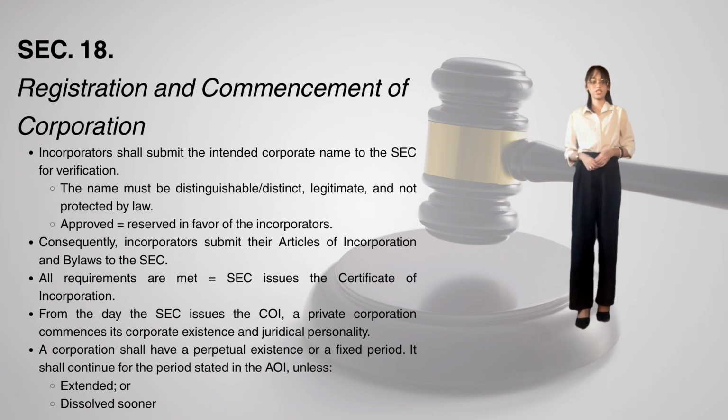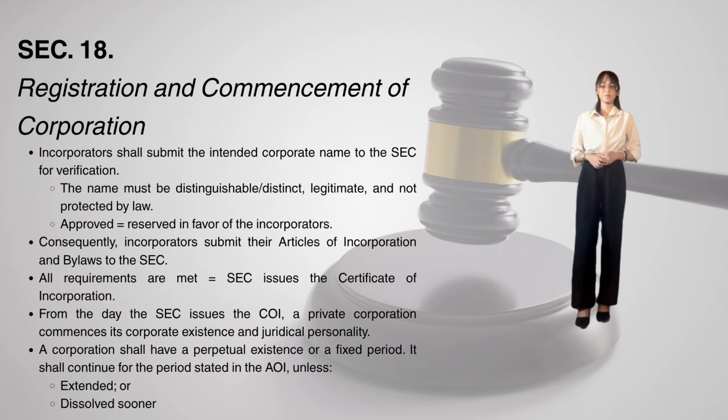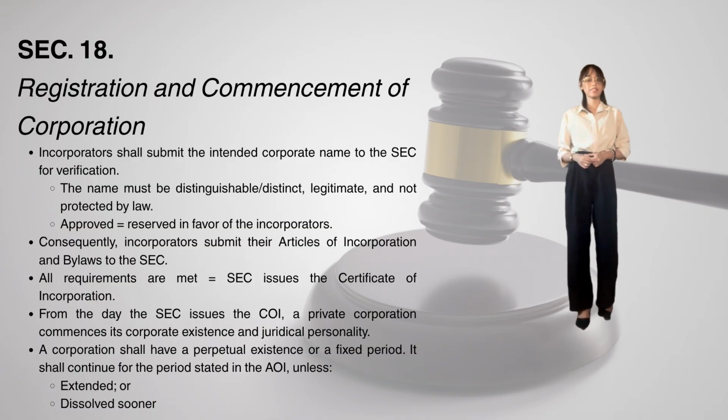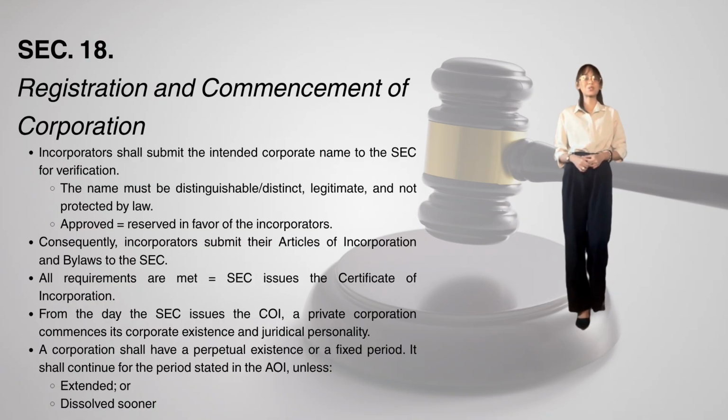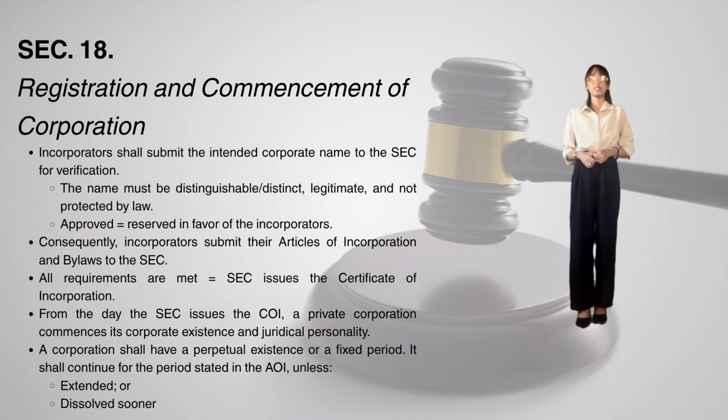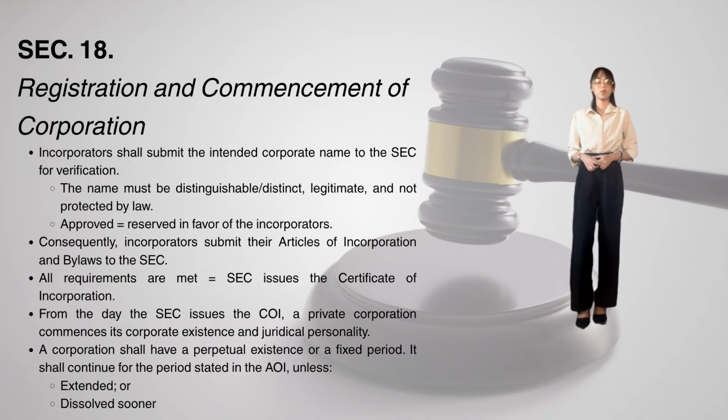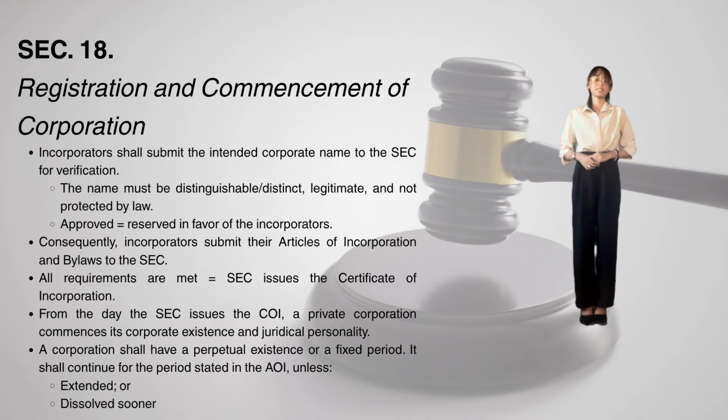To form a corporation, an individual or group of persons must first submit the proposed corporate name to the Commission. The Commission will verify that the name is original, legitimate, and unregistered. Following approval, the name is reserved for the incorporators, who subsequently submit their articles of incorporation and bylaws. The Commission then issues a certificate of incorporation if the documents meet all the legal requirements. The certificate gives the corporation its juridical personality, hence it is important.